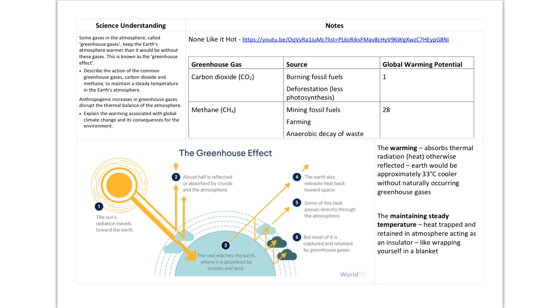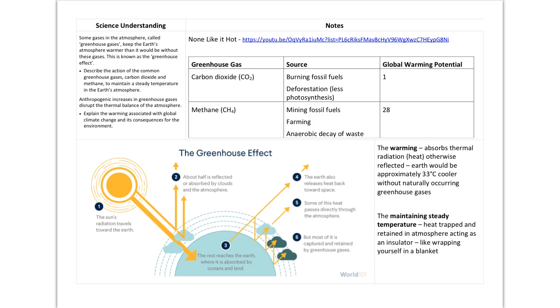And the anaerobic decay of waste. So anaerobic means with no oxygen. So where you get organic matter, so living matter decaying, whether it's in landfill or whether it's in a flooded valley or something, and it's either underwater or buried underground, there's no oxygen present. As that decays, it will release methane gas.